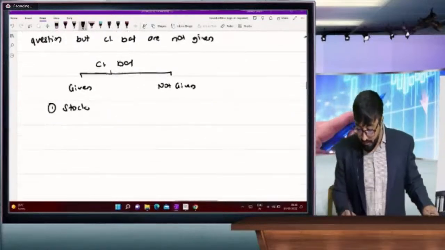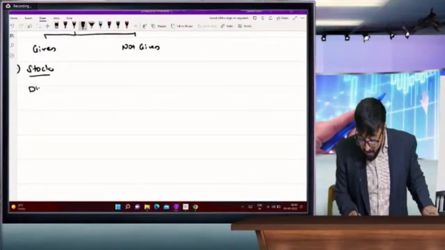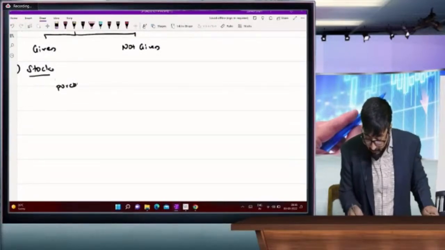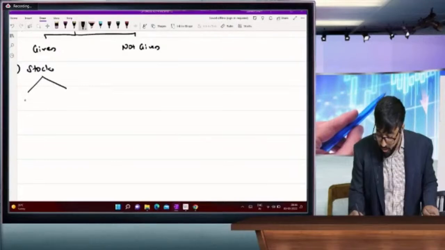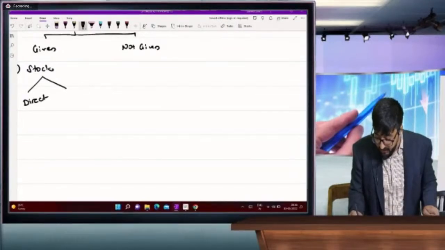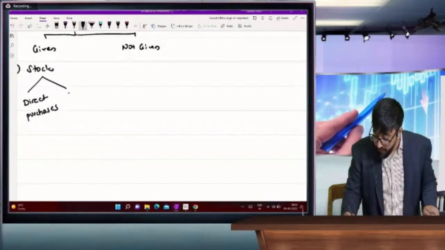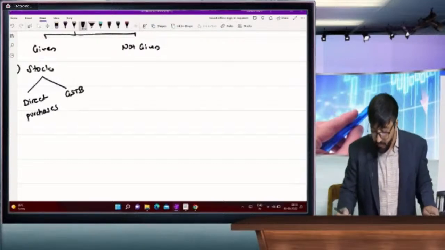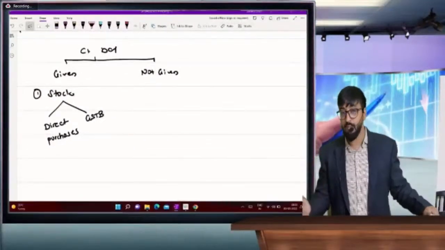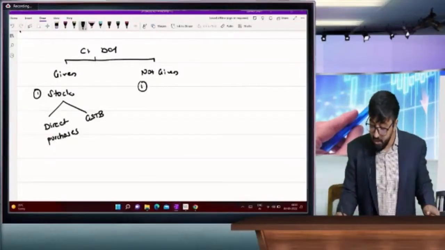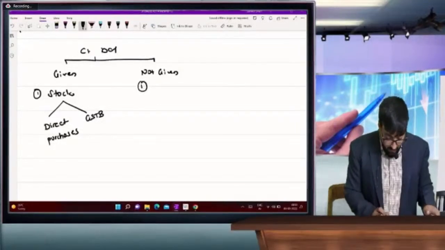Which stock? There are two types of stock. One which is purchased by direct purchase, and the second one is goods sent from a head office. So there are two types of stock, and these closing balances are given in the question. And which balance is not given in the question?